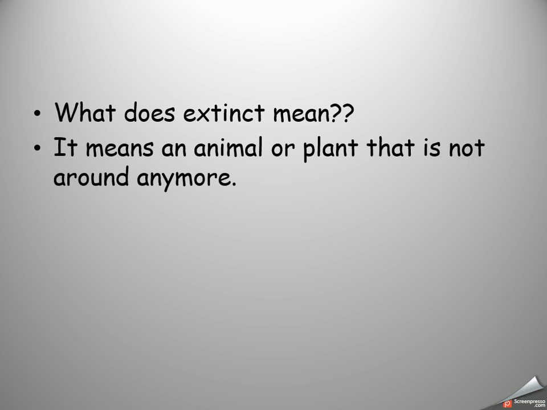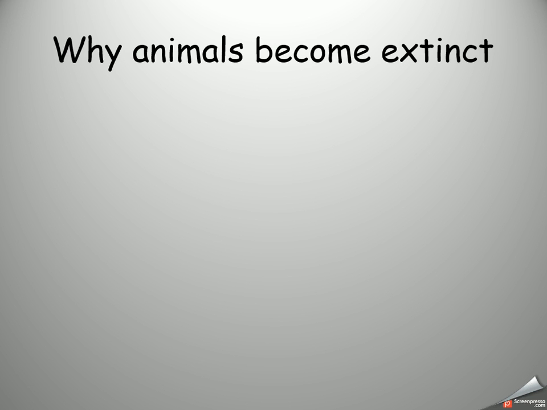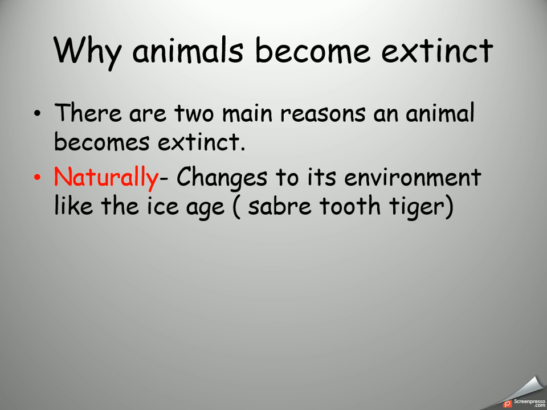Looking at what does extinct mean. It means an animal or a plant that is not around anymore. Like the dodo, the saber-toothed tiger, and the dinosaurs. Okay, why animals become extinct. There are two main reasons why an animal becomes extinct. Number one is naturally, so it's changes to its environment, like the Ice Age, thinking of the saber-toothed tiger there.